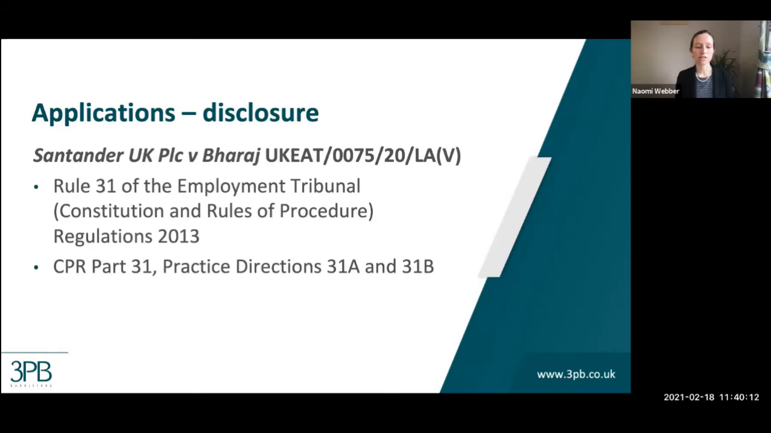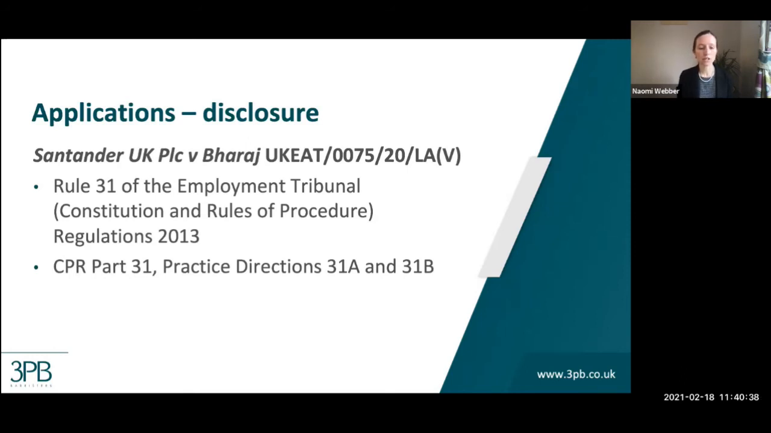Evidence should be addressed as to why a document is likely to be disclosable within the CPR test, and if necessary, addressing the overriding objective. So, for example, there might be a case where proportionality of disclosure is an issue because there are so many documents and it would be a huge burden on one or other party to disclose. So if that's likely to be an issue, then evidence needs to be led on that point as well.